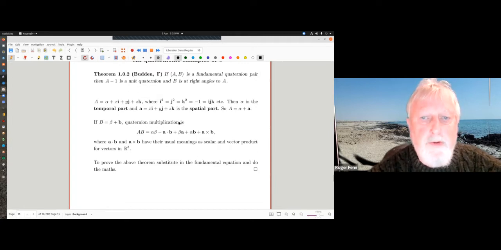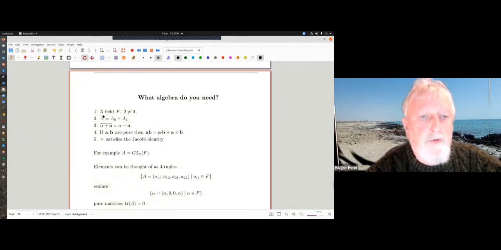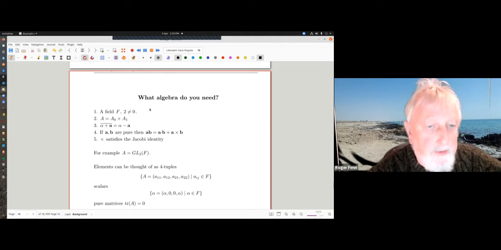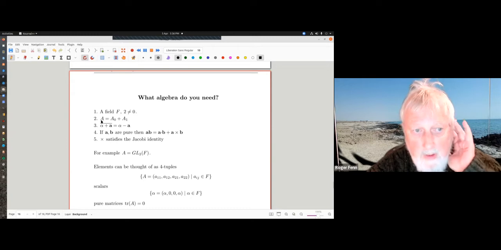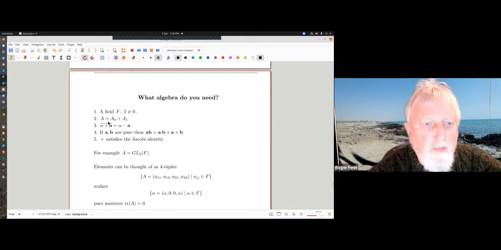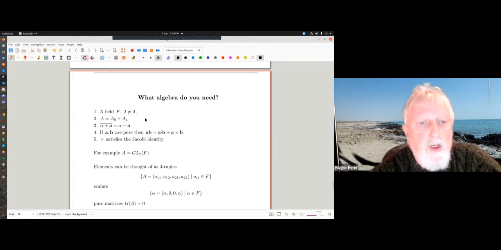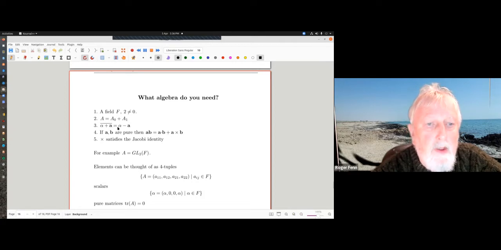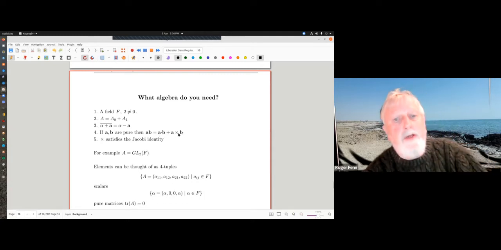So it doesn't have to be quaternions. What do you need? You need a field, and you don't want 2 to be 0, so it's characteristic not equal to 2. And you can write anything in the algebra, this is a different A from that one, as A naught, which is something in the field, plus something which isn't in the field. And you've got a conjugation. So the conjugate of alpha plus a is alpha minus a. And if a and b are pure, then ab is going to be some scalar product plus some vector product, whatever that means.